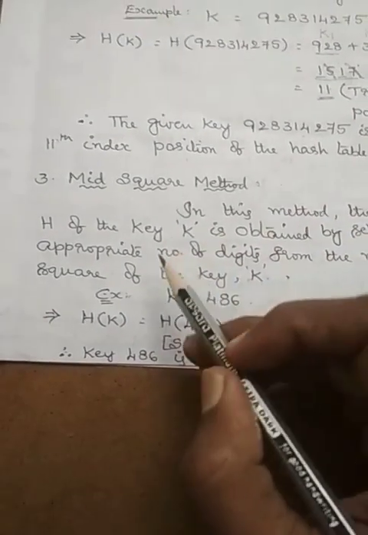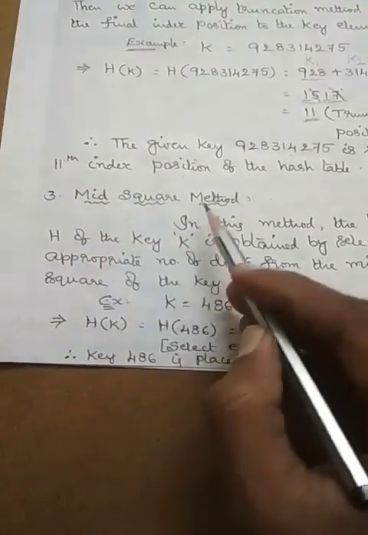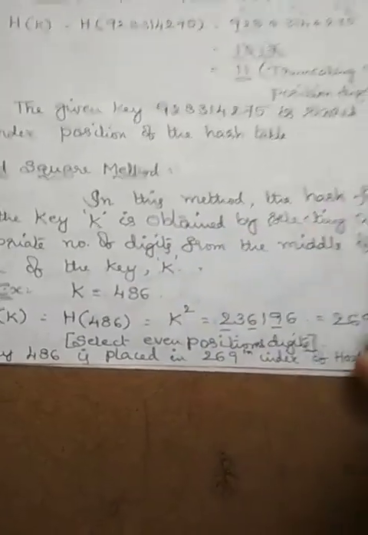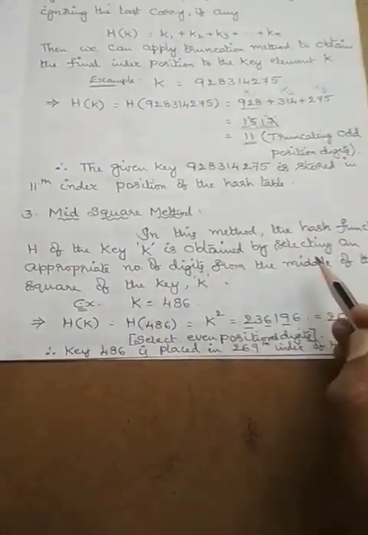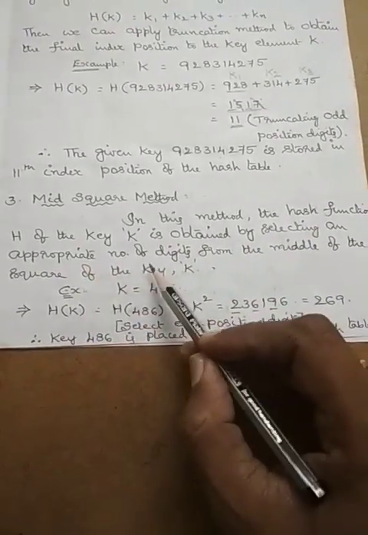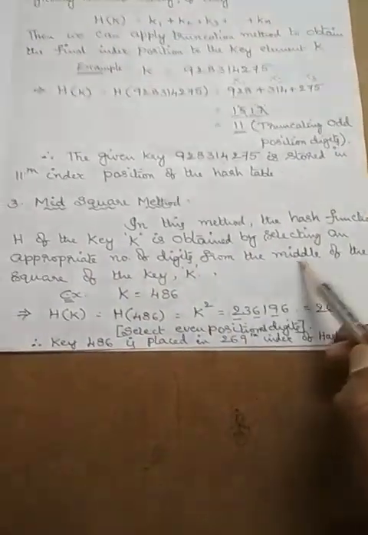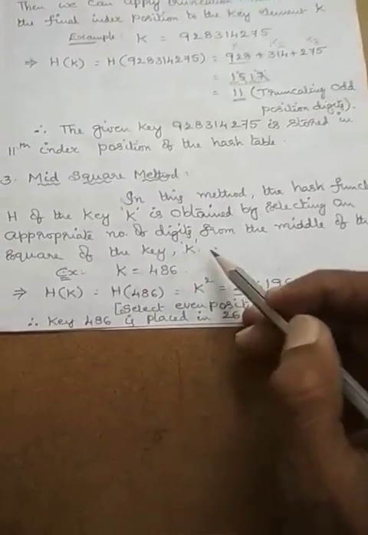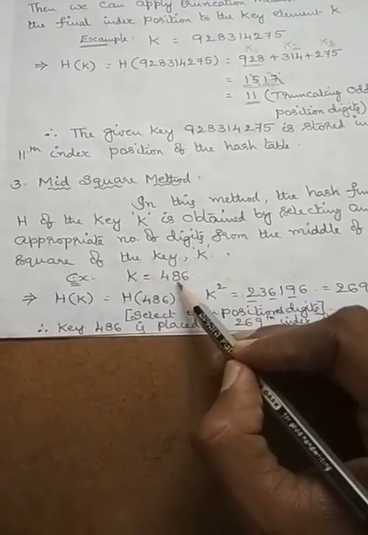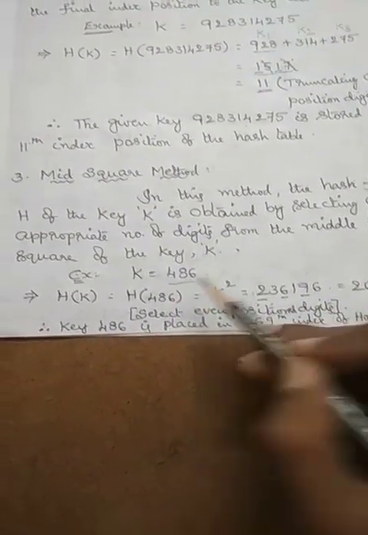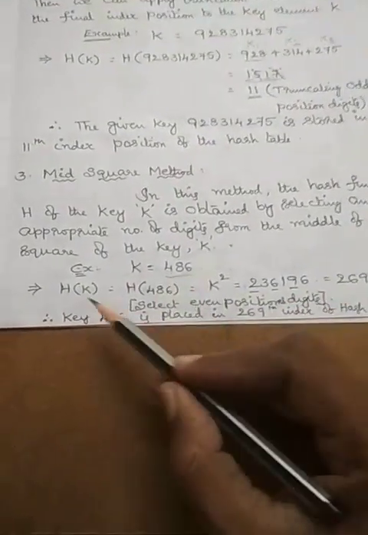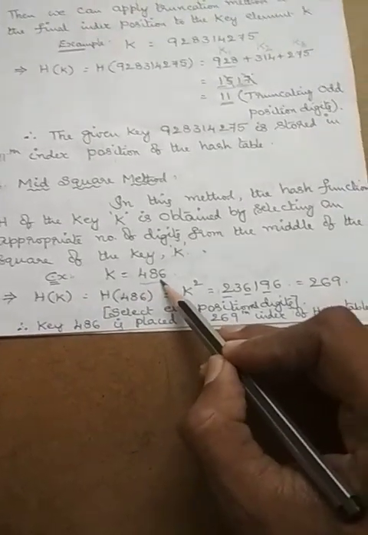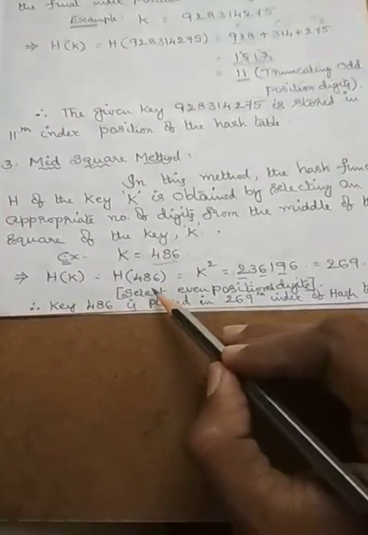The next one we consider is the mid-square method. In this method, the hash function h of key k is obtained by selecting an appropriate number of digits from the middle of the square of the key k. That means the key is squared first, and out of that square we select only a fixed number of digits.